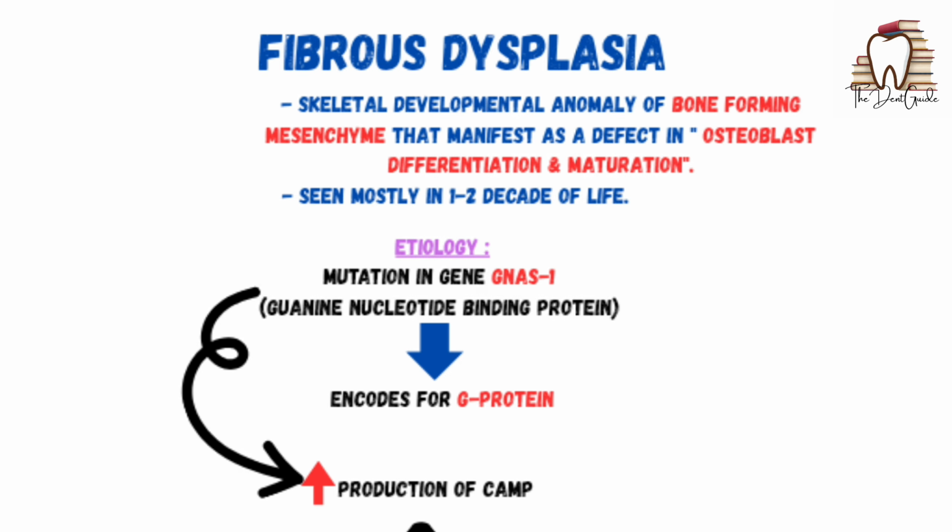It is a skeletal developmental anomaly of bone forming mesenchyme that manifests as defect in osteoblast differentiation and maturation. Its etiology is usually due to genetic mutation in GNAS1 gene. It is present on chromosome number 20 long arm. This encodes for G protein. This protein plays a crucial role in cell signaling, particularly in the production of cyclic AMP.